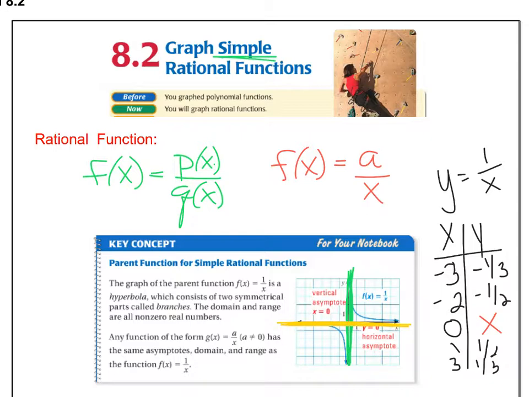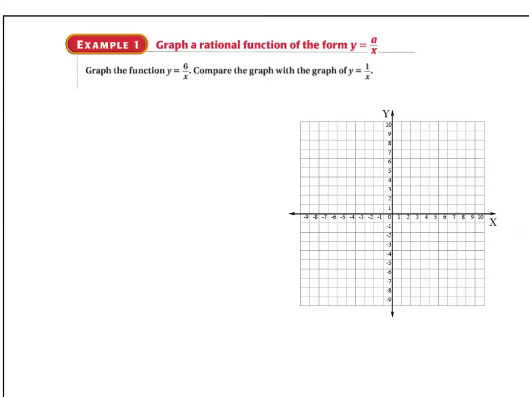So if you look at the definition written over here, where it talks about the domain and range, you can see that it says the domain and the range are all non-zero real numbers. So any number can go in for x as long as it isn't a 0, and you will get this graph. So for domain and range, it is all non-zero real numbers when you are plotting the parent of y equals 1 over x. So let's start by graphing this rational function of y equals 6 over x.